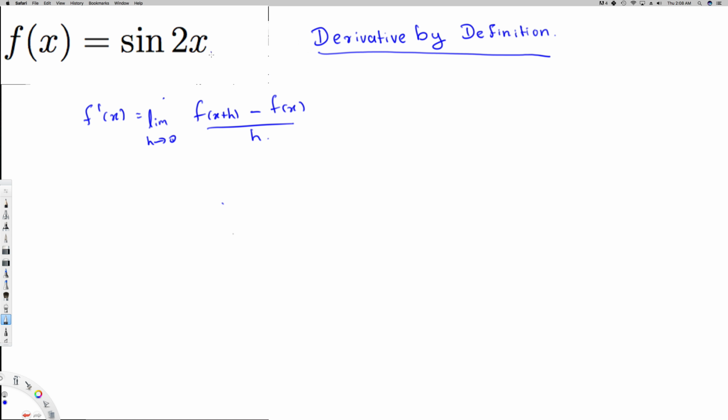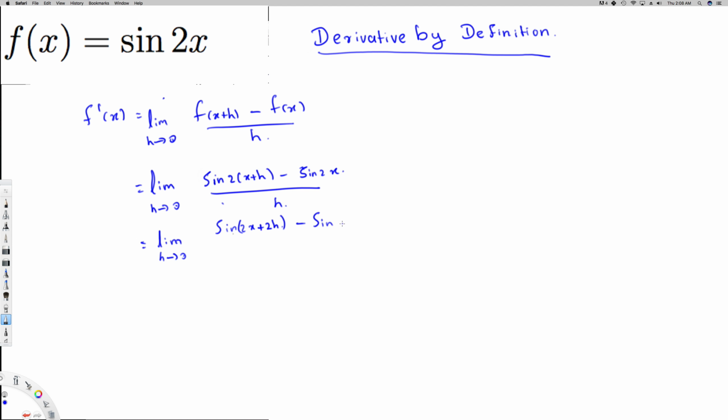Now first of all, we plug this x plus h in instead of x. So if I plug, I will get the limit as h approaches 0 of sine of 2 times x plus h, and minus f of x is going to be just sine 2x because we're just plugging in the x. So sine 2x over h. Now if we expand this one, it's going to become the limit as h approaches 0 of sine of 2x plus 2h, minus sine 2x over h.